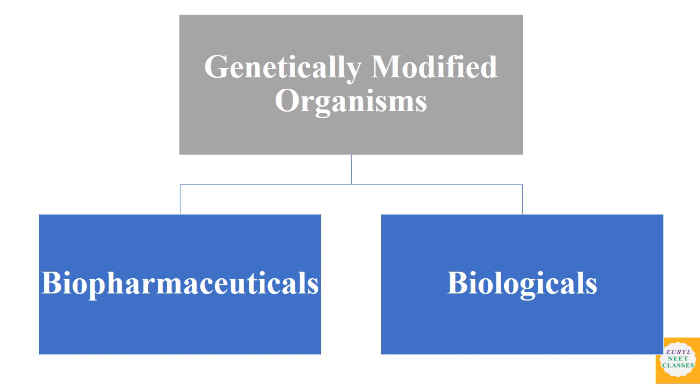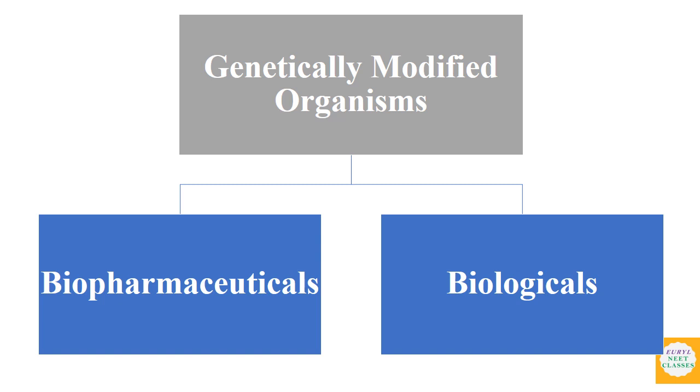Genetically modified organisms are going to give us basically two products: biopharmaceuticals and biologicals. So what are biopharmaceuticals? These are the molecules which come from living organisms or cells. We use those as medicine or therapeutic agents. The things which come from living things, be it plant or animal, come under biopharmaceuticals.